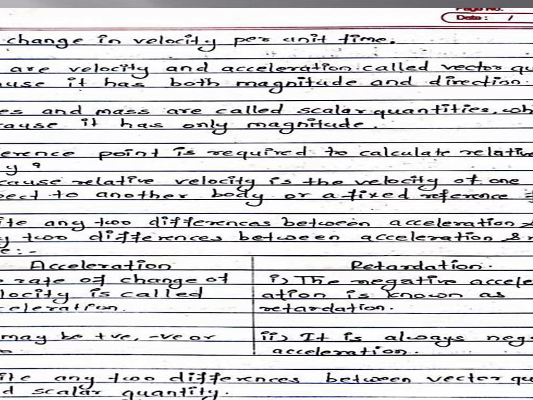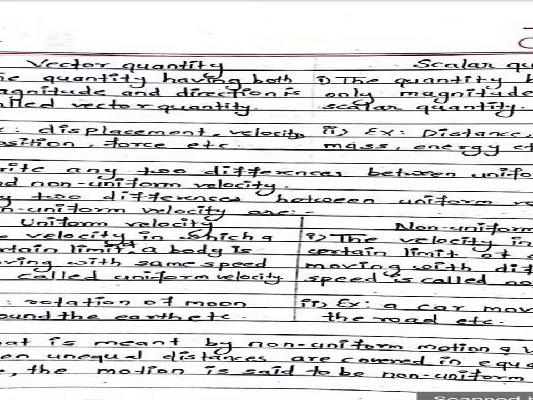Next question is, write two differences between vector and scalar quantity. Very easy, you have been reading this from class 6. A vector quantity means the quantity having both magnitude and direction. A scalar quantity means the quantity having only magnitude. Examples of vector quantities are displacement, velocity, force. Force can't be mass, okay. And scalar quantities are distance, mass, energy. Work is also a scalar quantity.